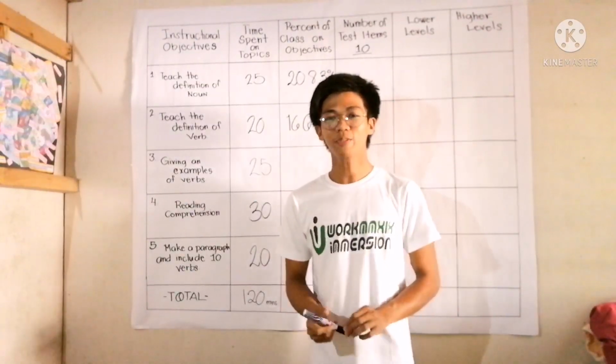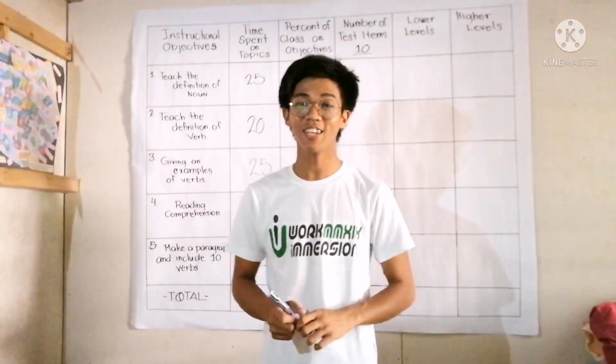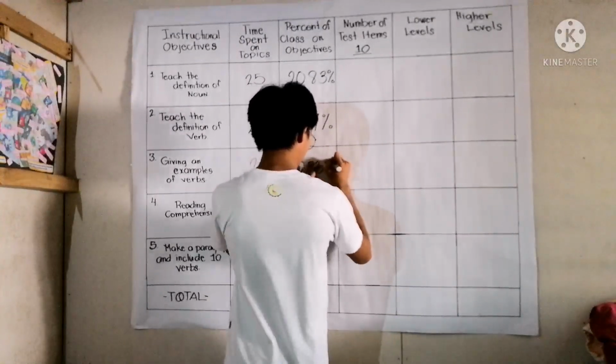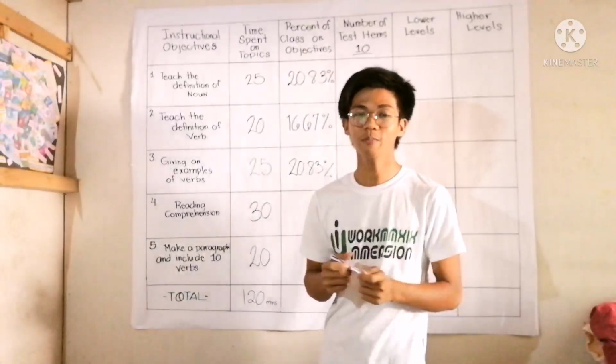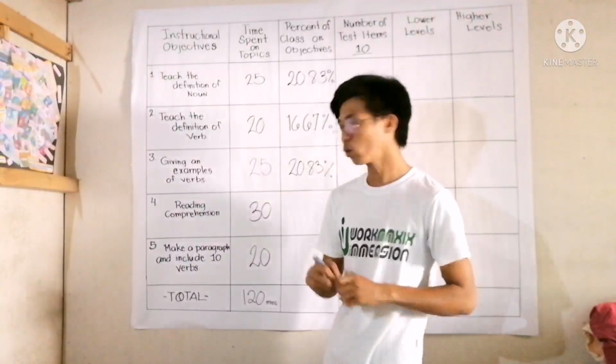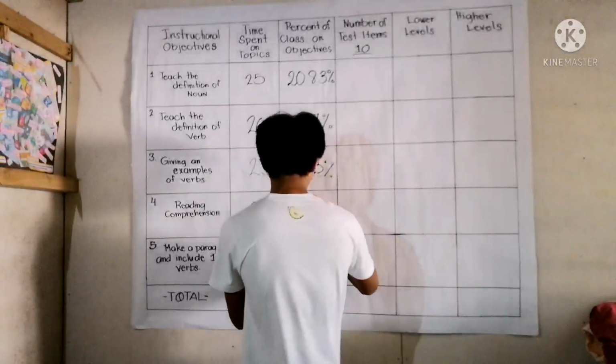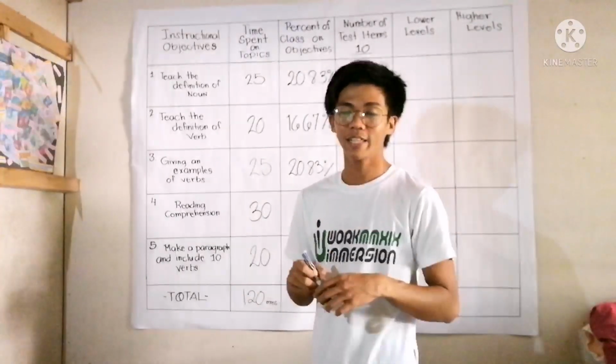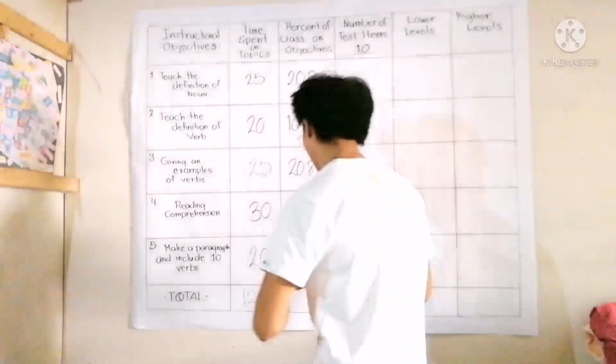Alright, in the third objective, we will get 20.83%. On the fourth objective, we will get 25%. And in the fifth objective, we will get 16.67.